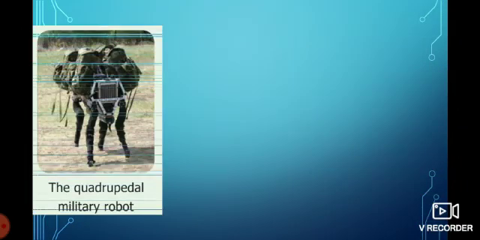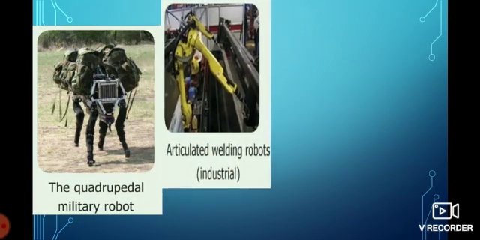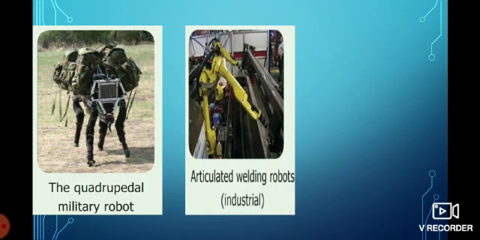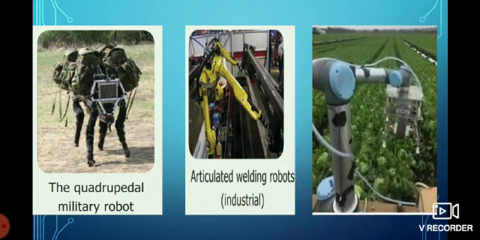And robots use artificial intelligence to create computer programs that think like human brains. But robots can never be conscious. Some examples of robots: the first one is quadrupedal military robots, which are used in the military. The second is in industries, where robots are used for welding. And some agricultural industries use robots to perform their functions.